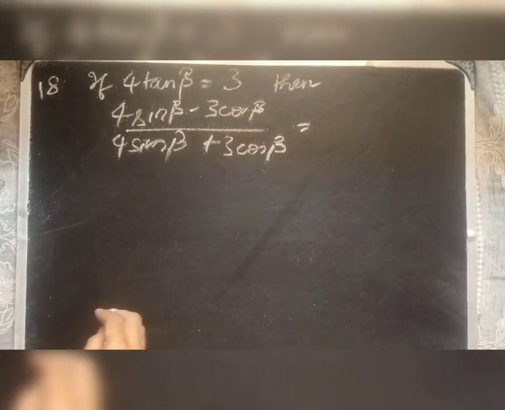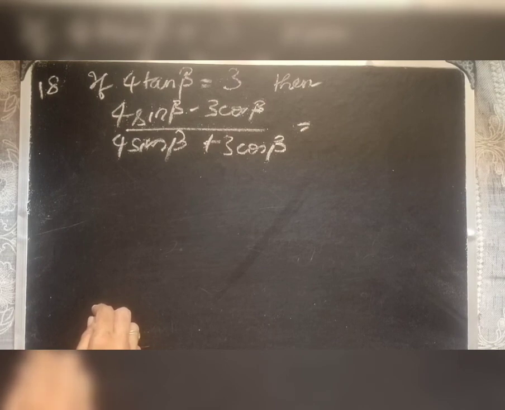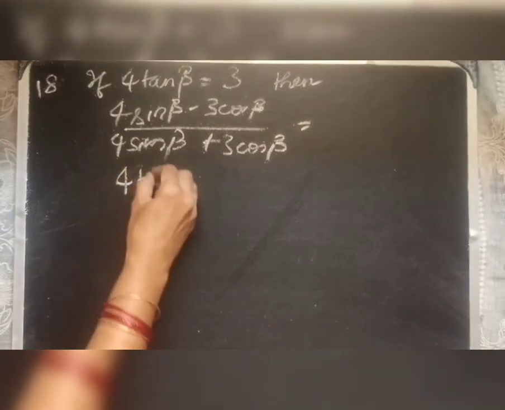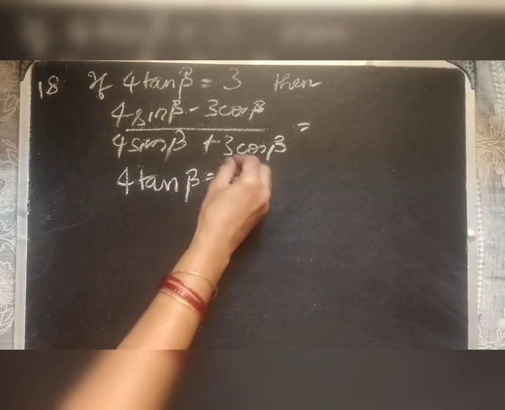If 4 tan beta is equal to 3, then 4 sin beta minus 3 cos beta by 4 sin beta plus 3 cos beta is equal to what? Now we'll start with the given equation. 4 tan beta is equal to 3.